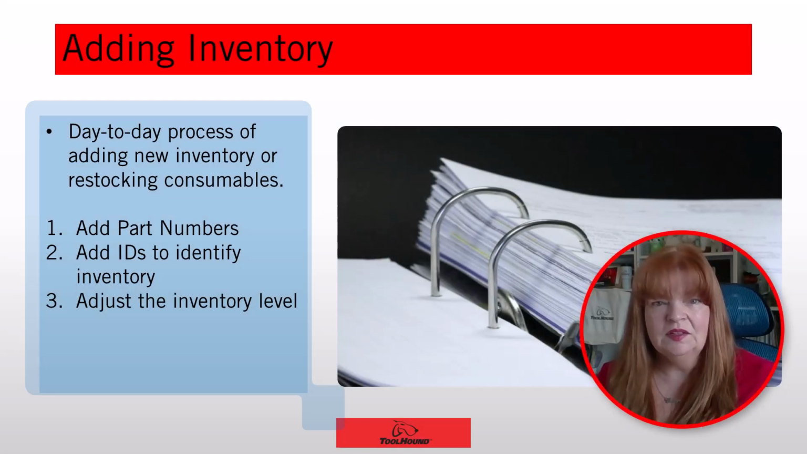The day-to-day process of adding inventory or restocking quantity items has three basic steps. First, you add the part number if it's not already in the system. Next, you add the item IDs to identify your tools and equipment. And then you adjust the inventory levels for non-unique inventory. We'll look at each one of these steps and show you some examples.